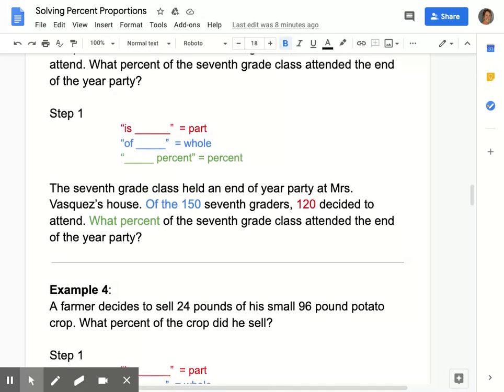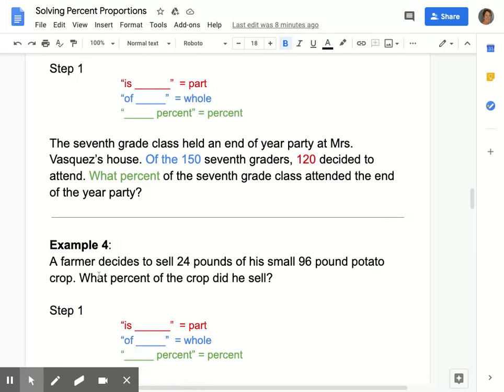Let's look at another example. Example 4, a farmer decides to sell 24 pounds of his small 96-pound potato crop. What percent of the crop did he sell?